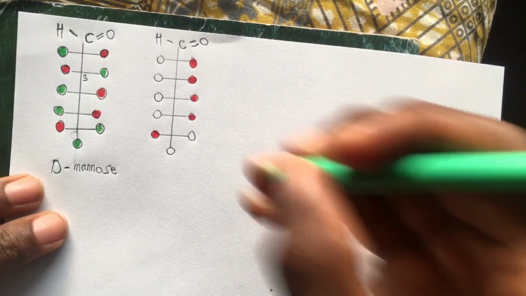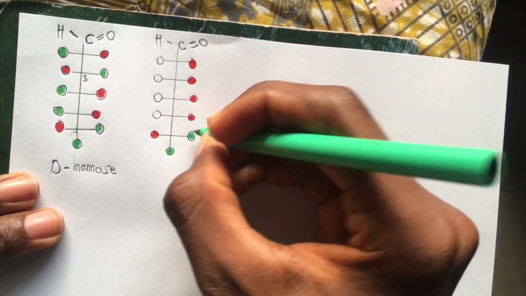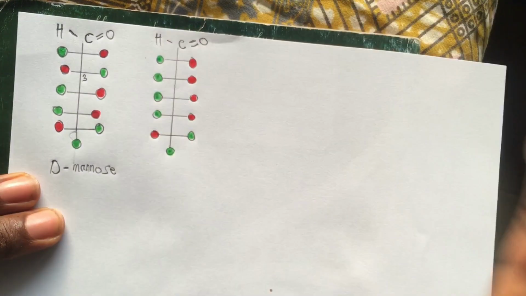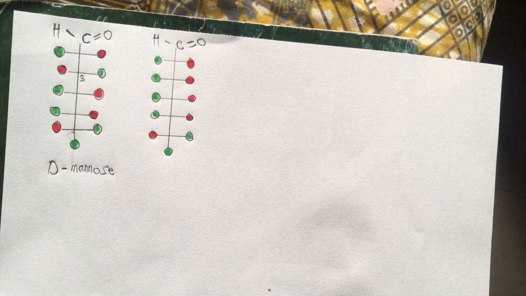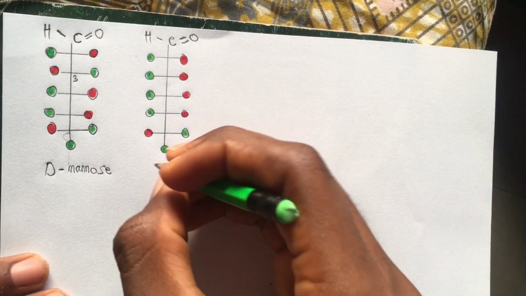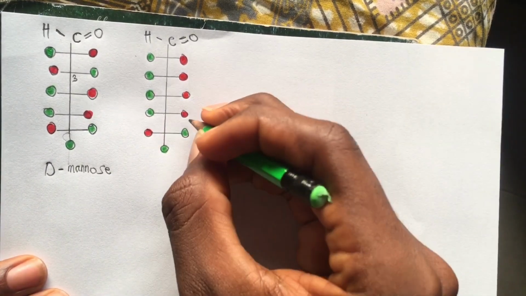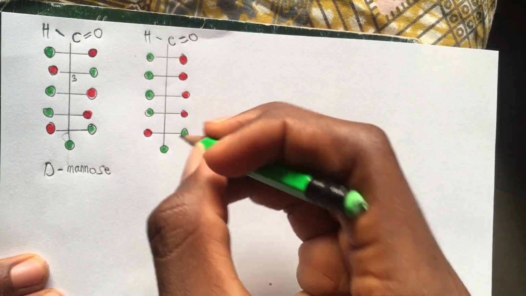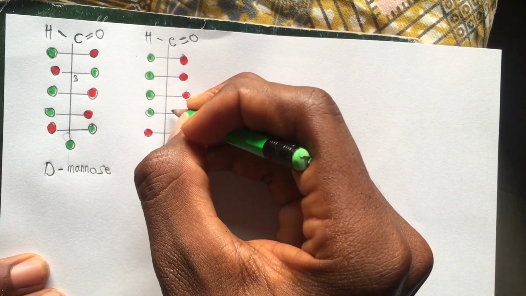Now this will be hydrogen, hydrogen, hydrogen, hydrogen, hydrogen, hydrogen. Okay, so right now let's name this one. Because the OH group is still on the right of the penultimate carbon. This is the penultimate carbon. I've already discussed it with you.